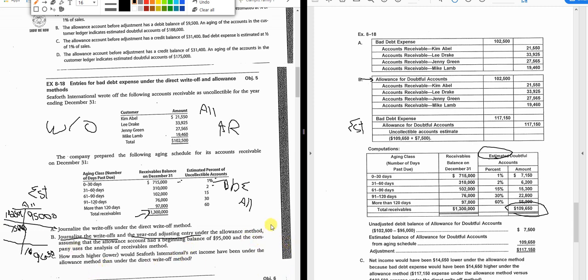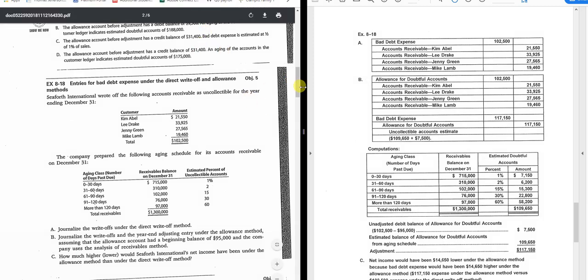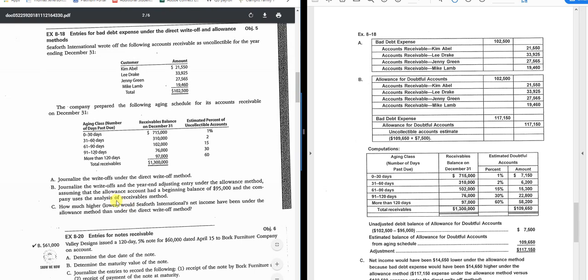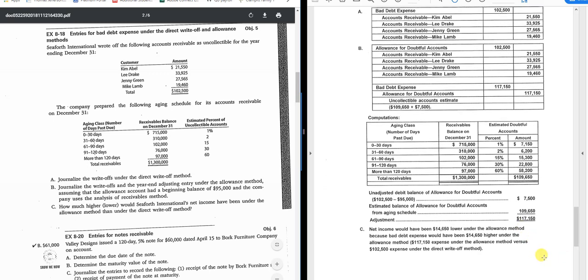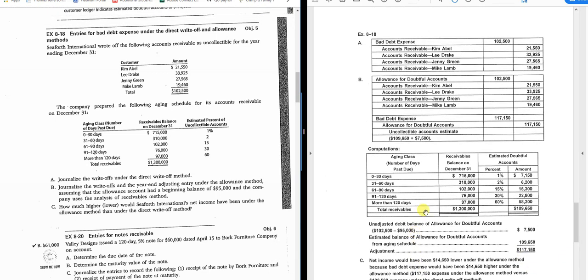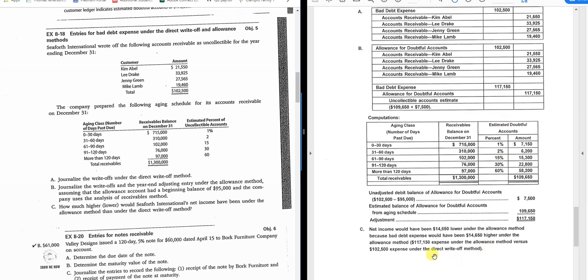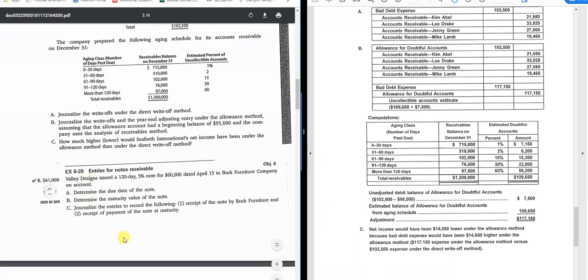Looks like we have a C in there. How much higher or lower would their net income have been under the allowance method than under the direct write-off method? And notice that under the direct write-off method, we had 102,500 of expenses, and under the allowance method, our expense was 117,150. So the difference between those two is 14,650. Okay, and I'm not going to do that one in this video.